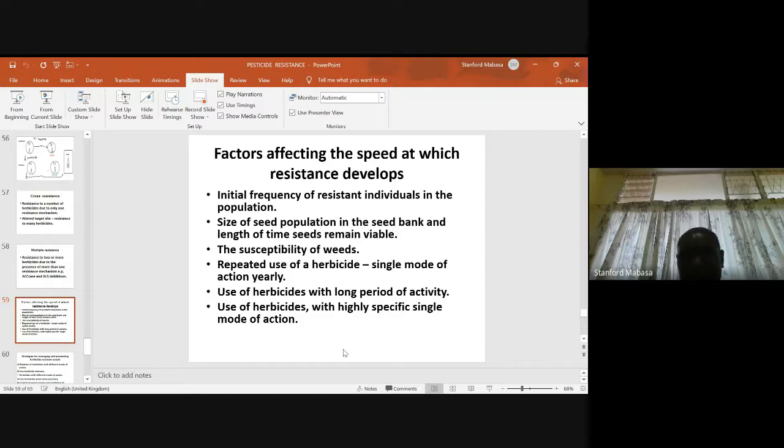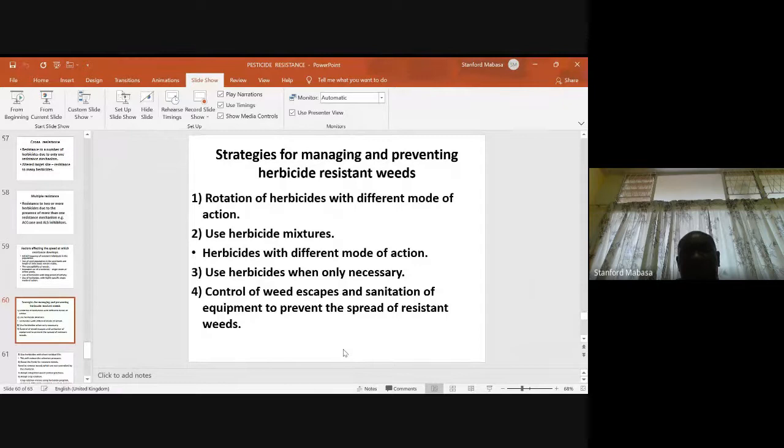also the repeated use of herbicide with a single mode of action every year. Use of herbicides with a long period of activity. Use of herbicides with a highly specific single mode of action. And this can lead to resistance.